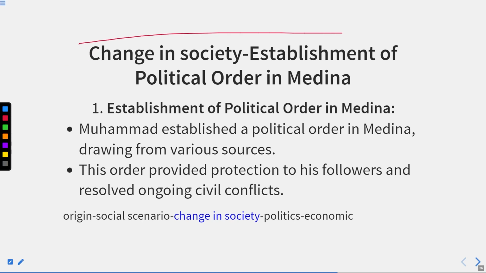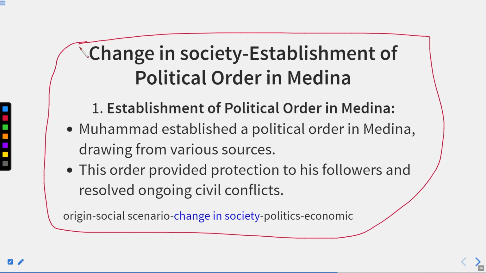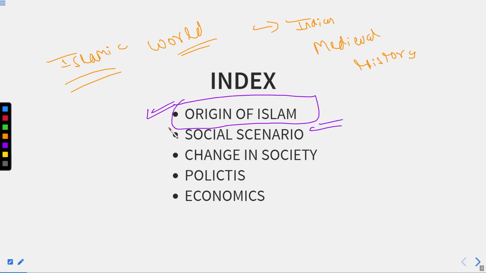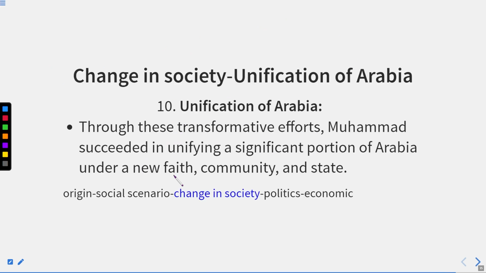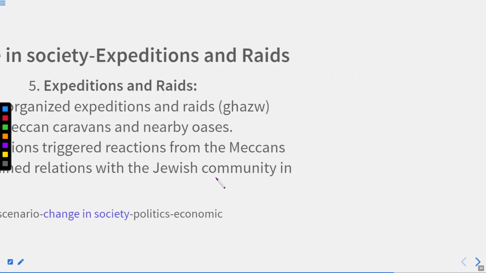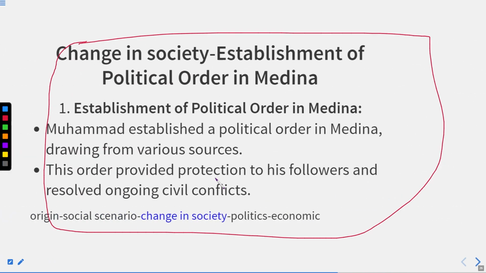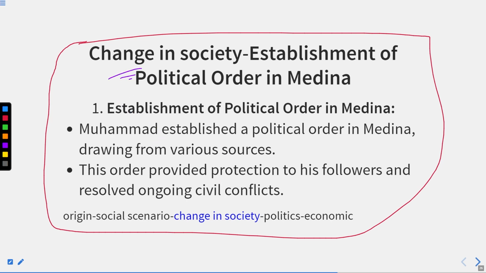Now, after the social scenario, we have the third point. Okay, like we had completed the social scenario, and now the third point is the change in society, which we are required to start. Okay, so now let's start it. This is the change in society. The first is establishment of political order in Medina.